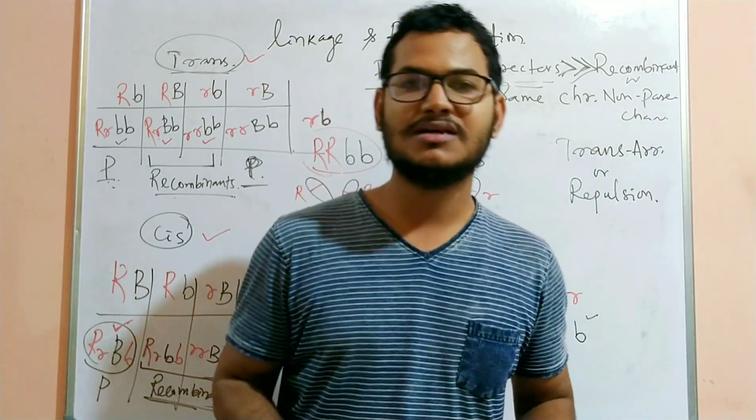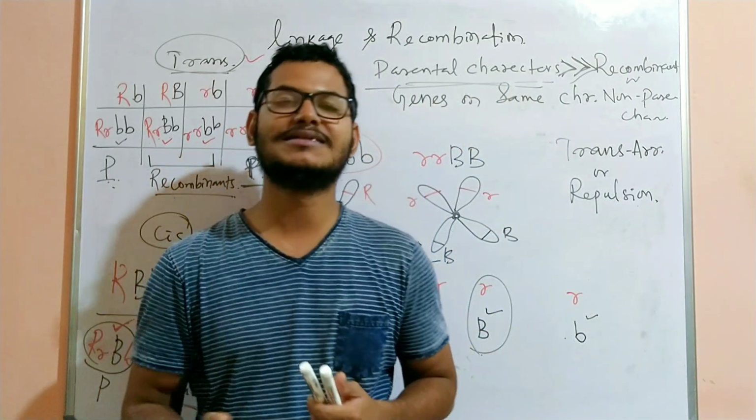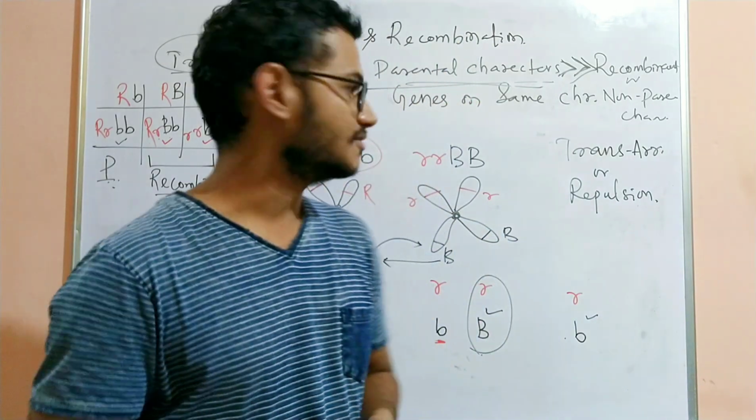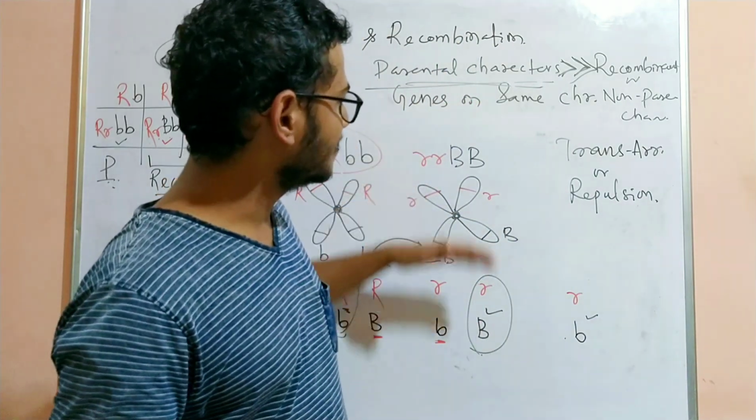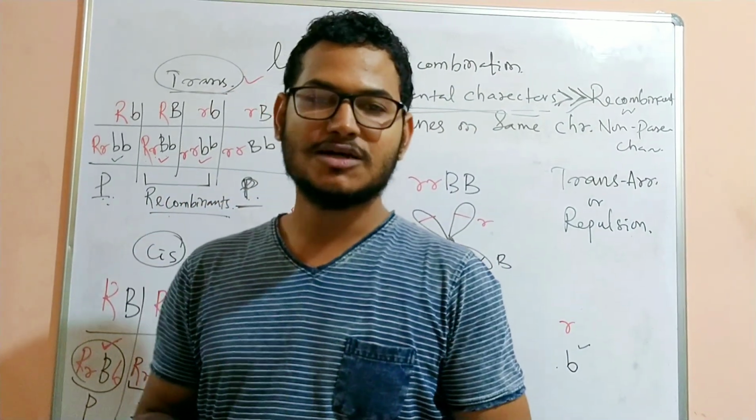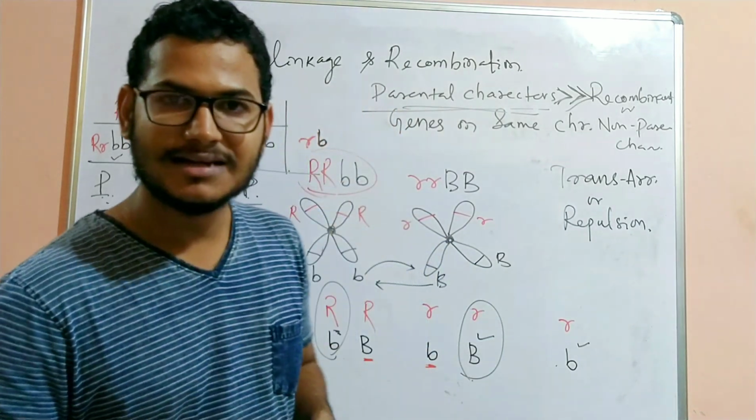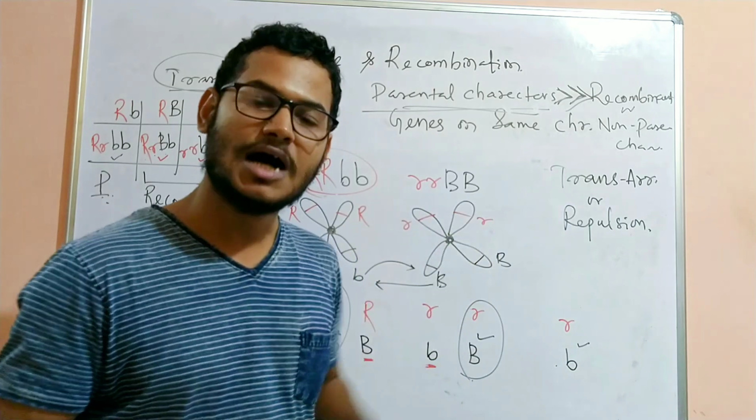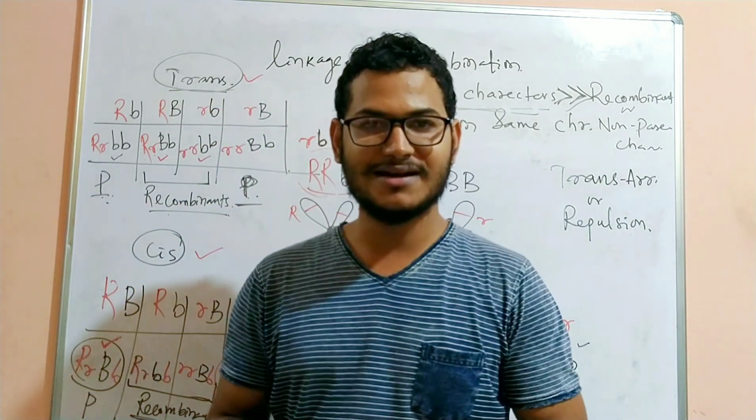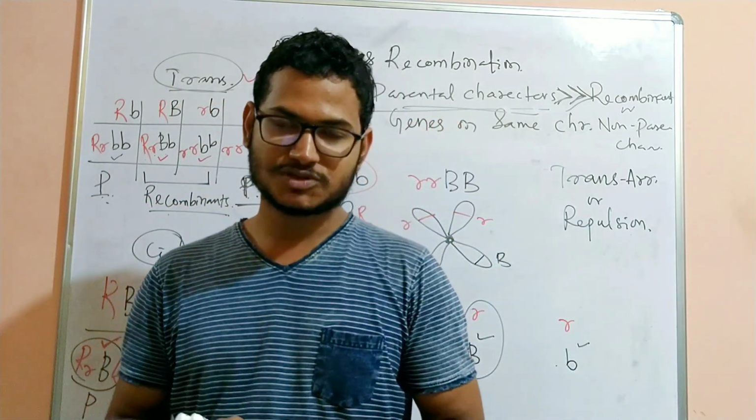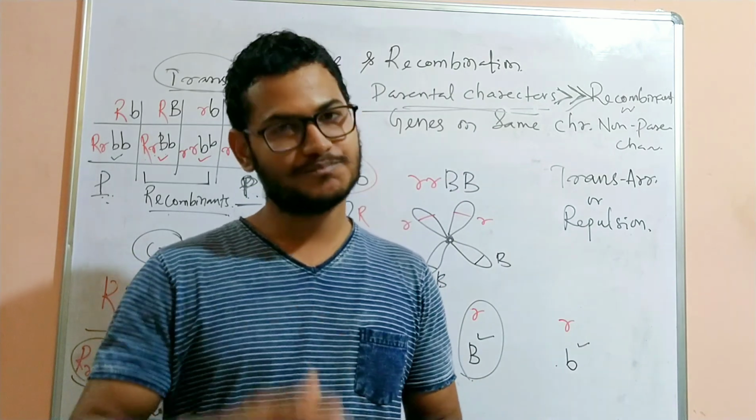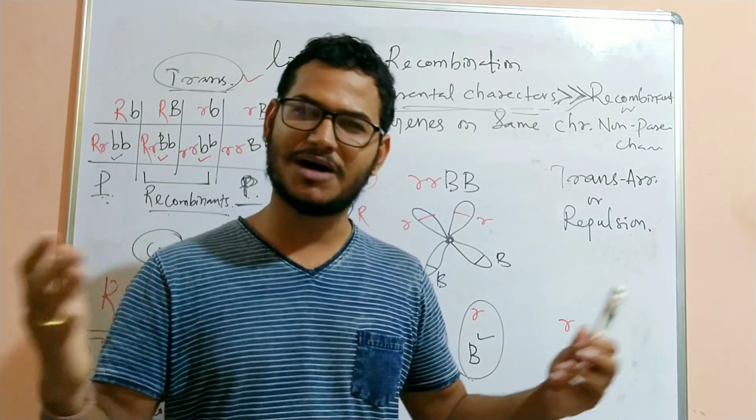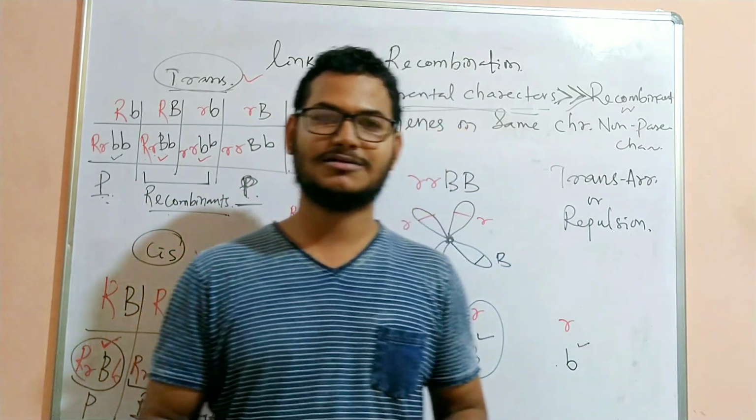So this is all about linkage and the result of crossing over. These are the different conditions we study in linkage and crossing over, and crossing over results in the appearance of recombinant varieties in the offspring. So this is all about the concept and detail of linkage and crossing over.